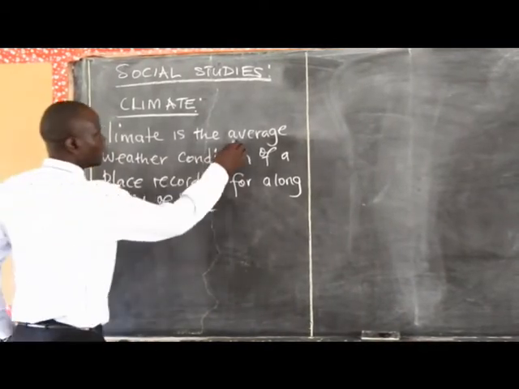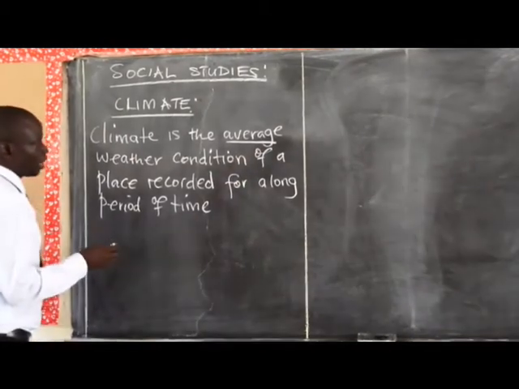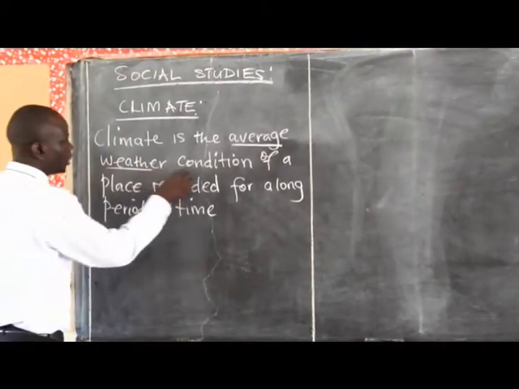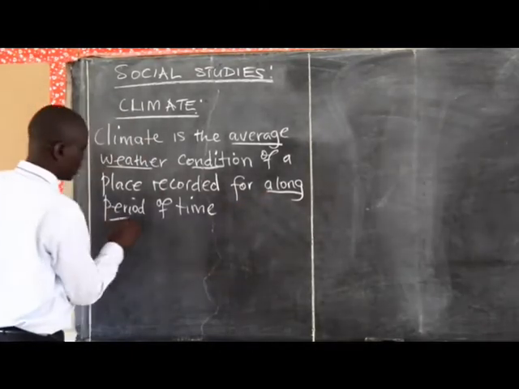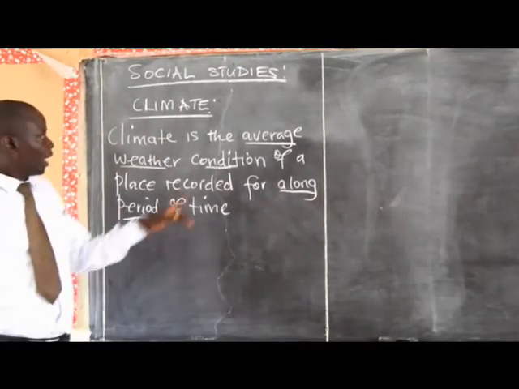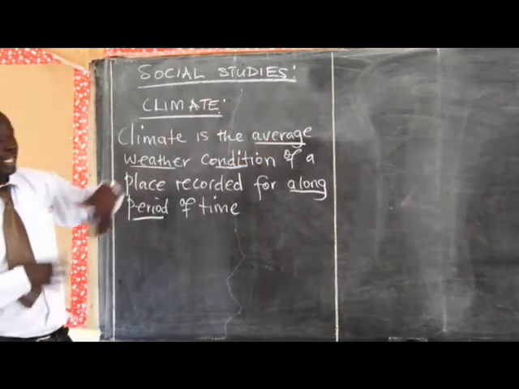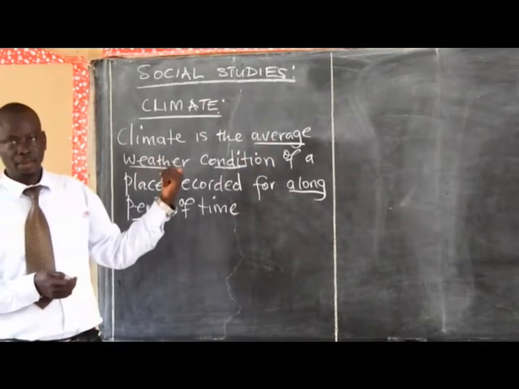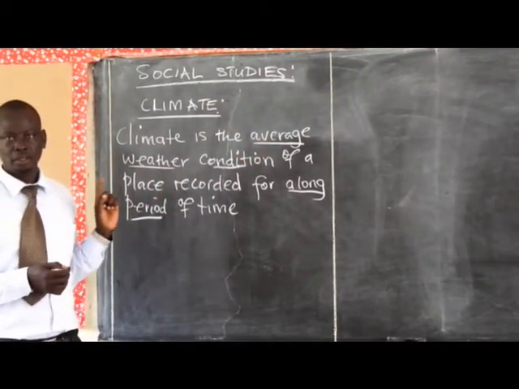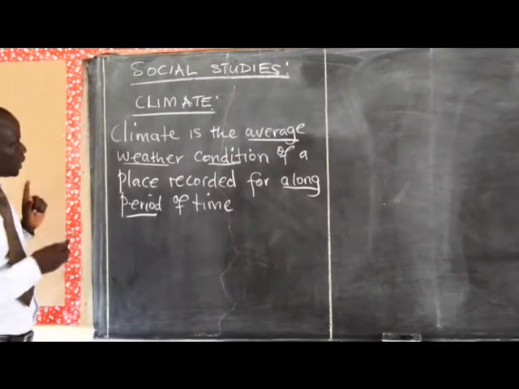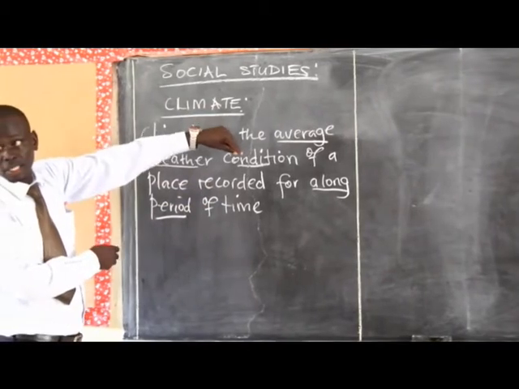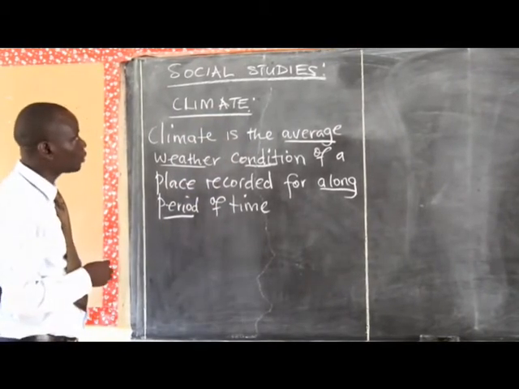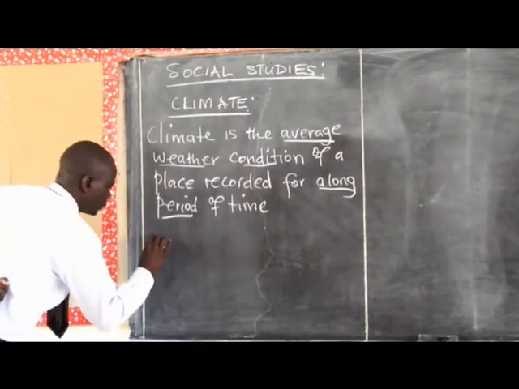First of all, we are looking at the word average. We are looking at the weather condition. And then we are talking of a long period of time. Now, what helps us to define climate is weather. So, let's also define weather in order to explain the terms that are in our definition of climate. So, let's look at weather here.